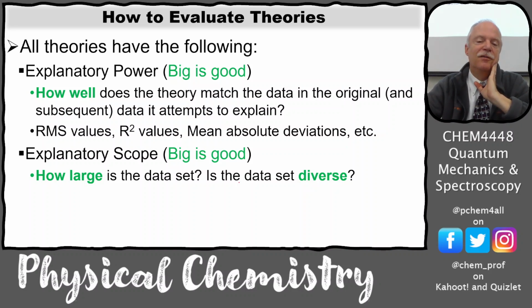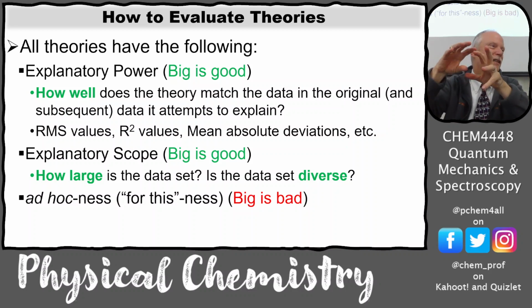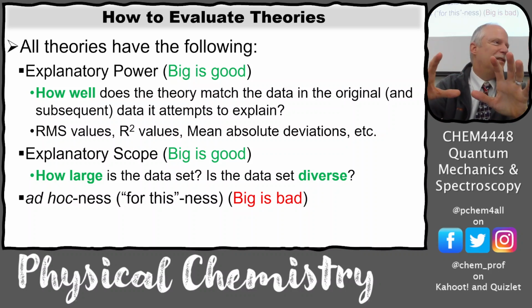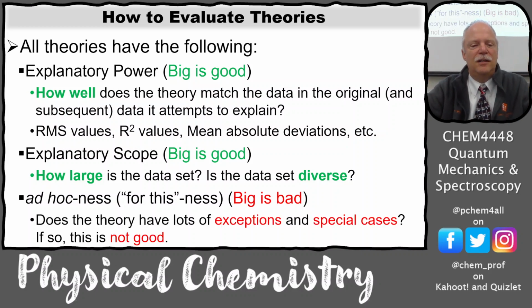And then, is the data set diverse, meaning is it explaining IR and Raman and rotational spectra and so on. And then ad hocness, that you want as little ad hocness as possible. Those are like patches or fixes to your theory. So if you have a theory, and then you have to fix it, then that's a problem. The more fixes and patches you have to your theory, the more that degrades your theory. There's something you're missing if you have all of these extra ad hoc additions. So does the theory have lots of exceptions or special cases? If so, that's not good.